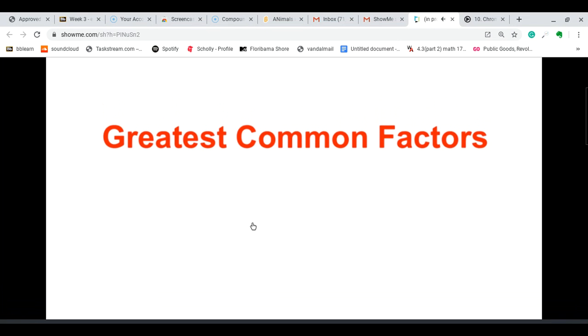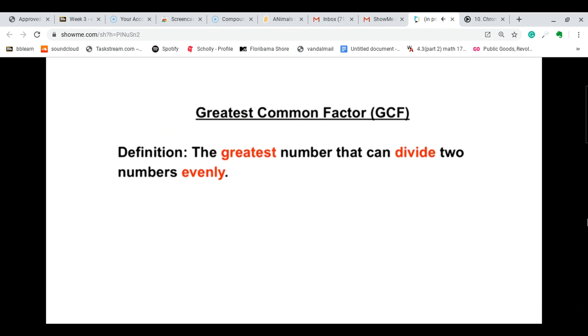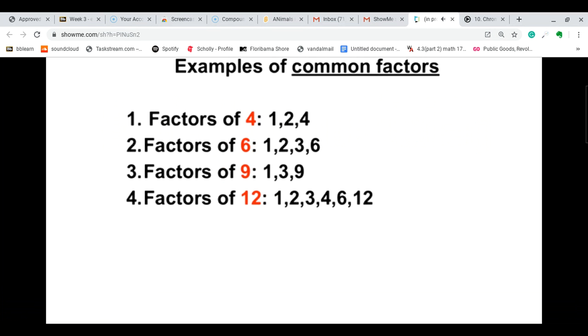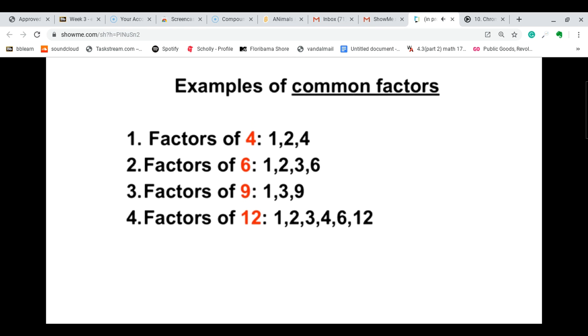Today, we are going to go over the greatest common factors. The greatest common factor, also known as the GCF, is the greatest number that can divide two numbers evenly. So to start, we're going to do examples of common factors. A common factor is just numbers that multiply to equal that one number.